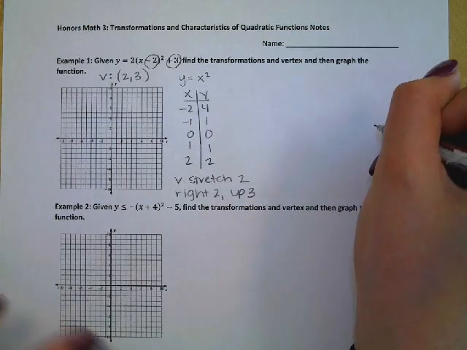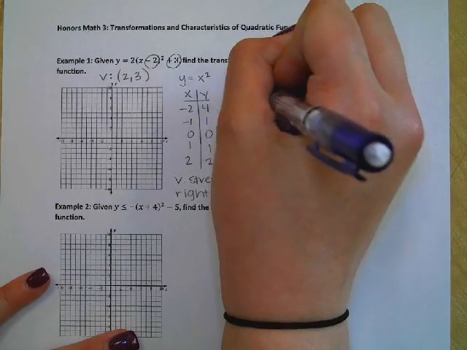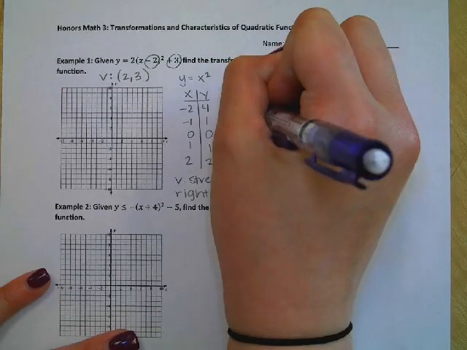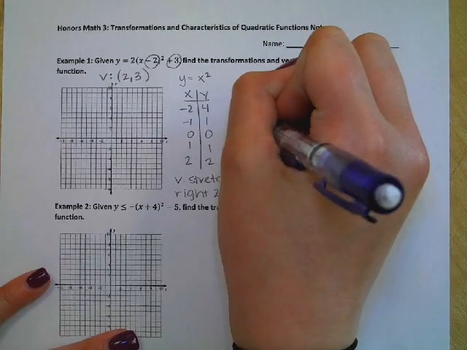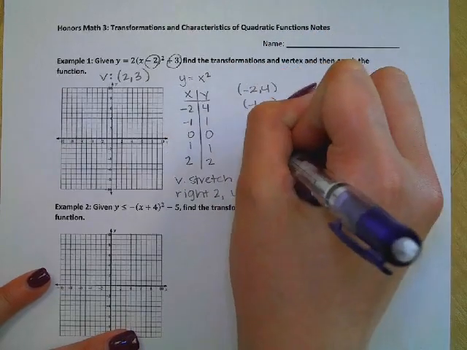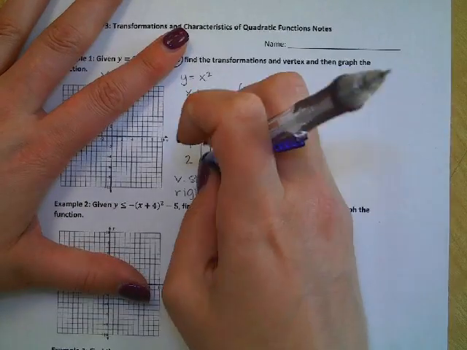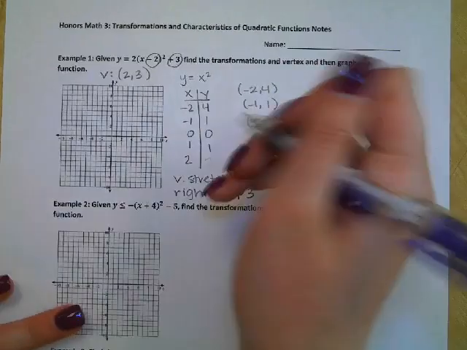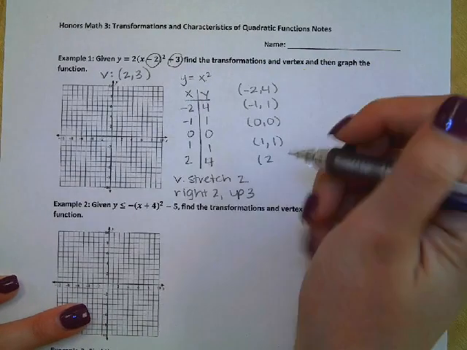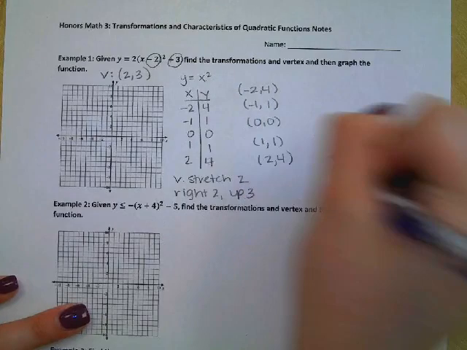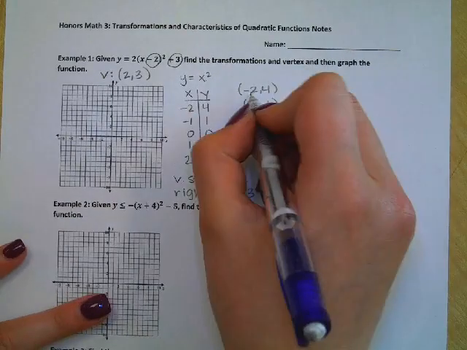And so now I'm going to make a chart with all those points so that I can graph. 2 squared is not 2, it's 4. Goodness. So that I can graph the equation without using my calculator.